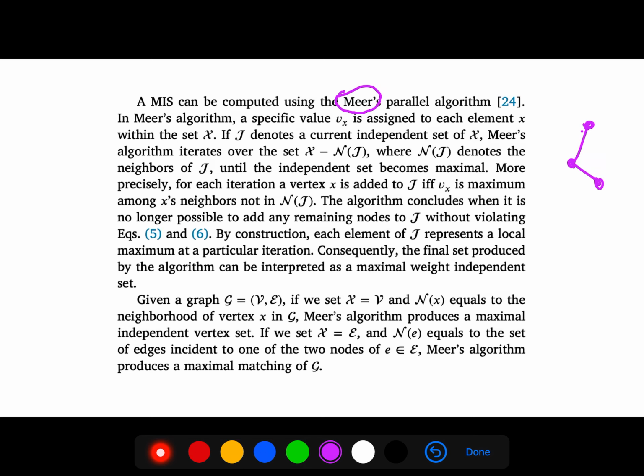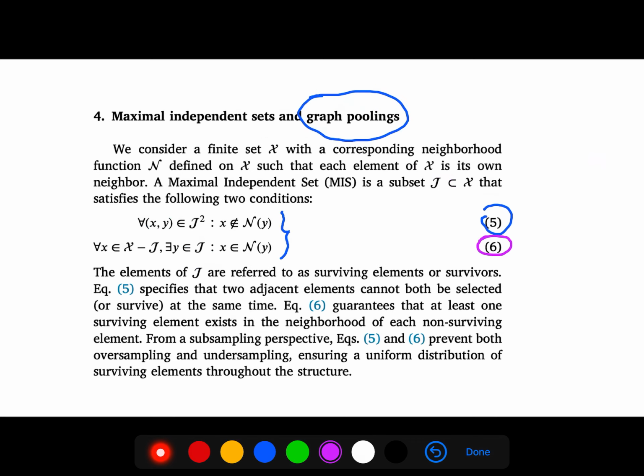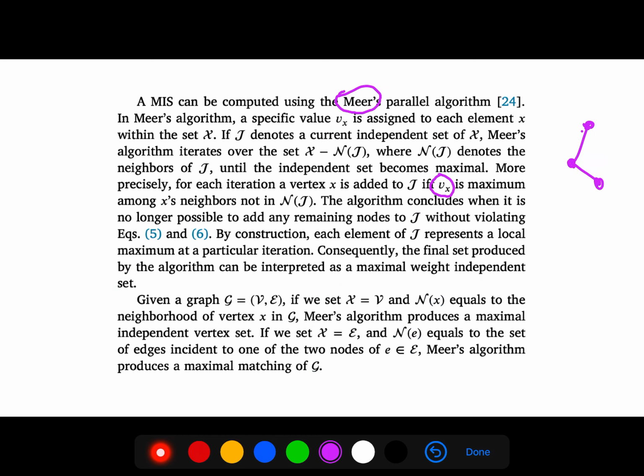More precisely, for each iteration, the vertex x is added to J if V sub x is maximum among x's neighbors not in N of J. The algorithm concludes when it is no longer possible to add any remaining nodes to J without violating these two equations, 5 and 6, and by construction each element represents a local maximum at a particular iteration.